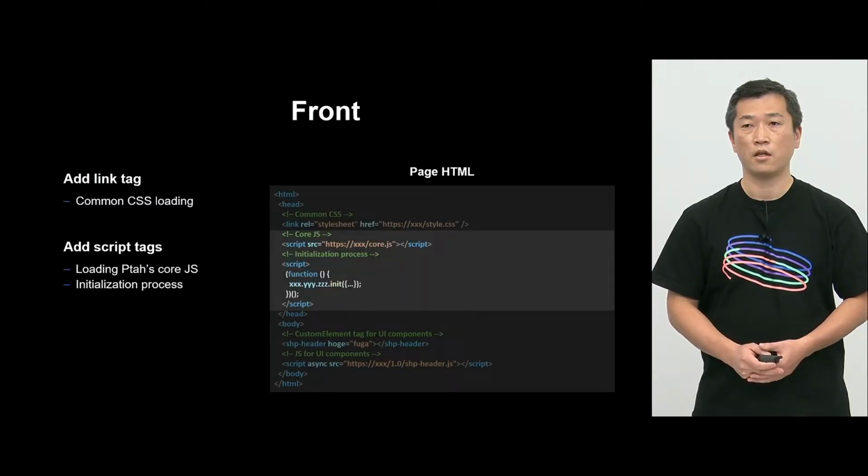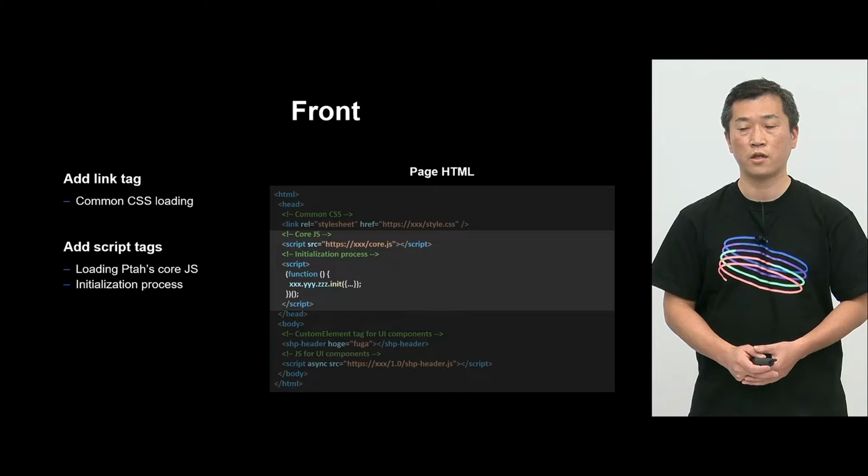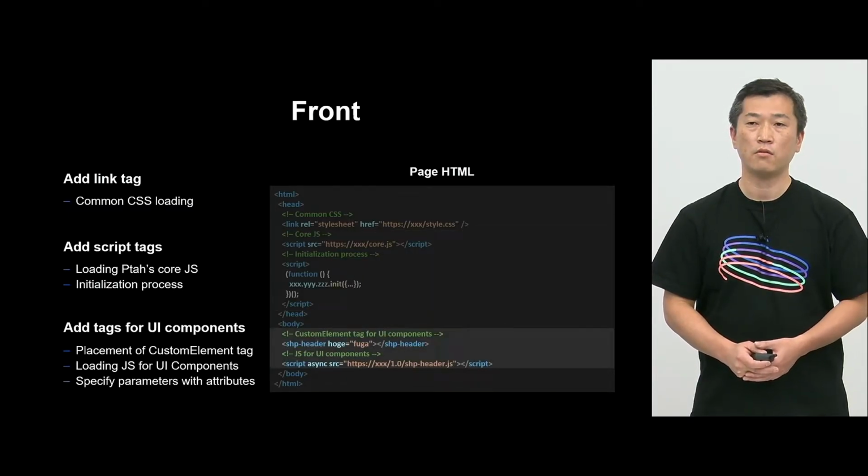Next, with a script tag, the core JS of the Puta is loaded and an instantiation process is added. Core JS has the React instance shared in the common UI and also the processes that are used across UI. As for the instantiation, the different values for pages are given. Lastly, the tag addition for the UI component.